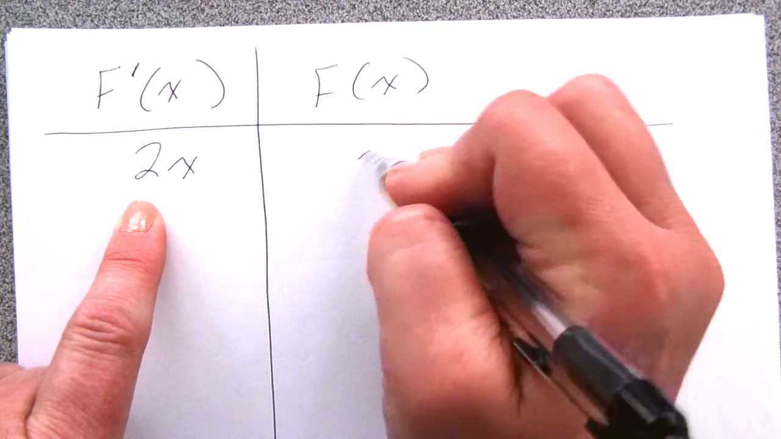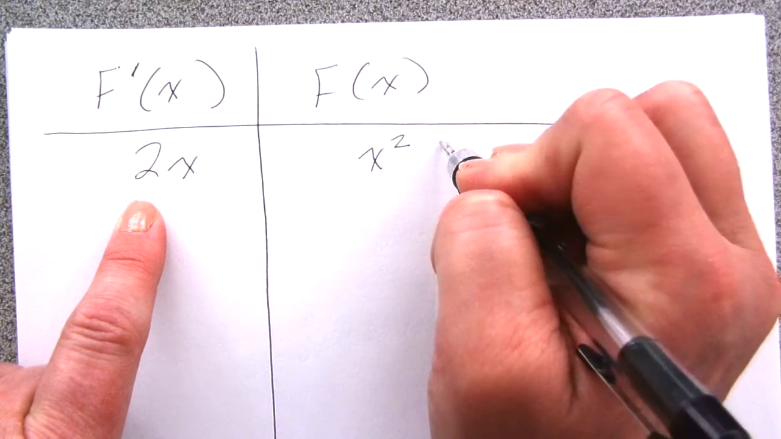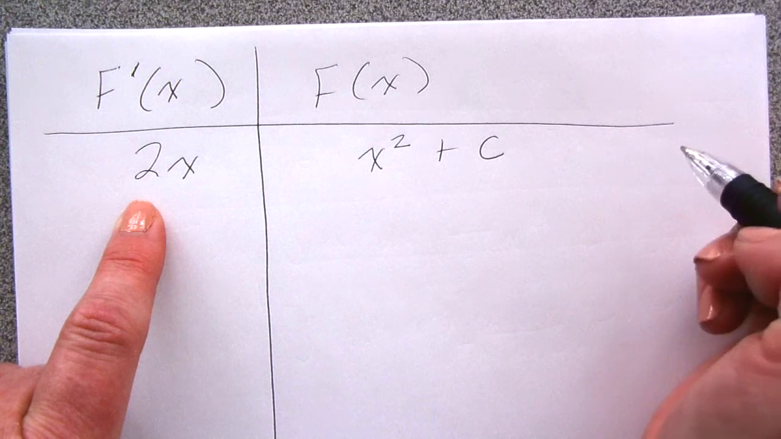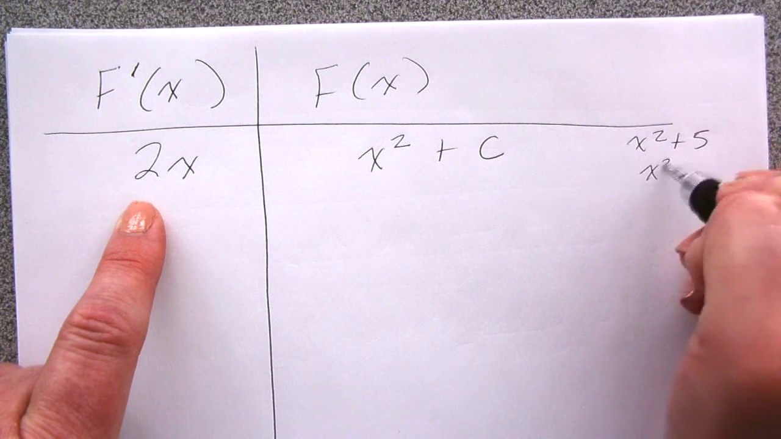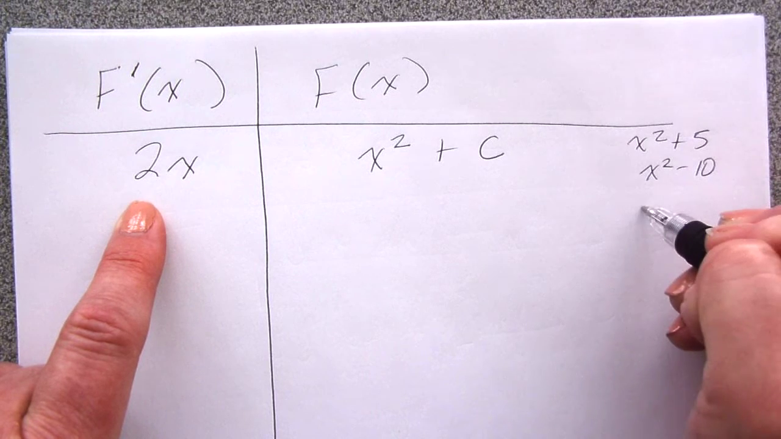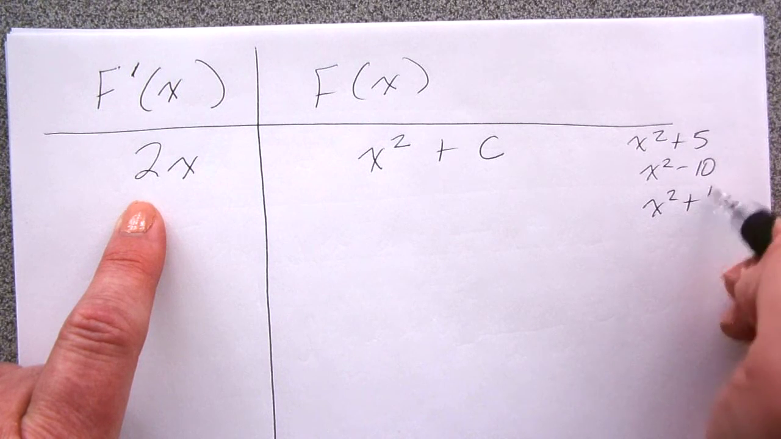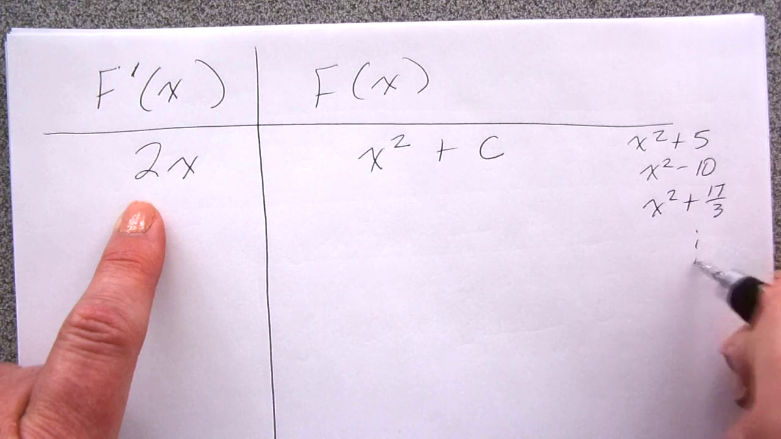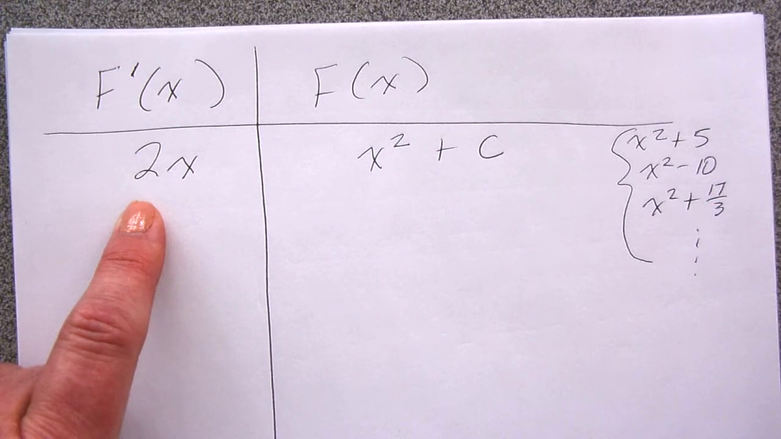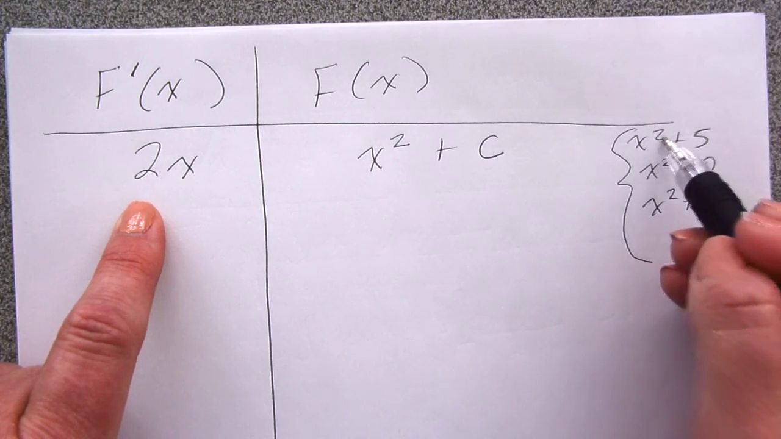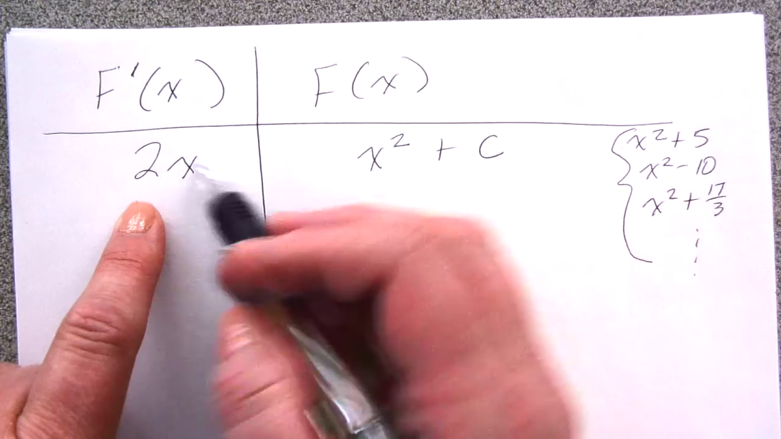x squared plus a constant, right? Because it could be x squared plus 5, it could be x squared minus 10, it could be x squared plus 17 over 3, dot, dot, dot. It could be x squared plus or minus any constant, right? Because when I take the derivative of that, I get 2x. Make sense?